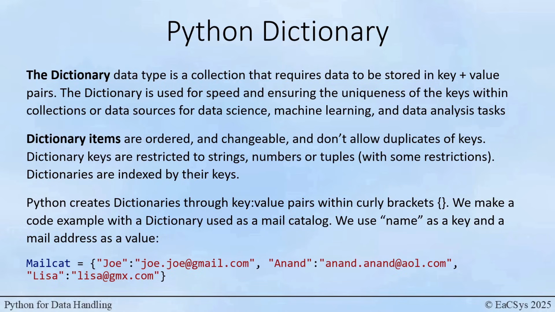On the screen, you can see an example piece of code that shows some Python dictionary code and is a fictitious mail catalog where a person's fictitious name is used as a string key and a fictitious mail address is used as string data or string values. Now we'll type some Python dictionary code. So let's start up your code editors.